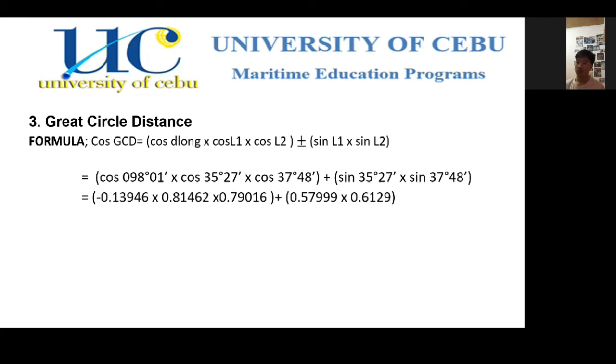Next, we need to multiply this first: cos D long, cos latitude 1 and cos latitude 2. After that, we will get this answer from the substitutions.